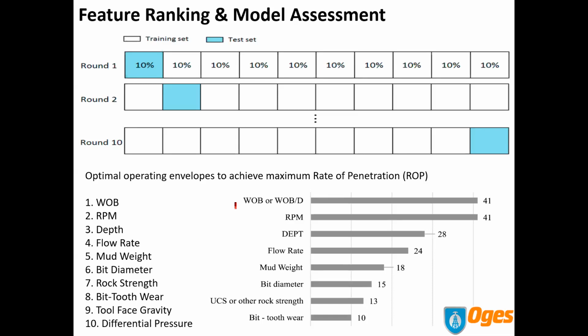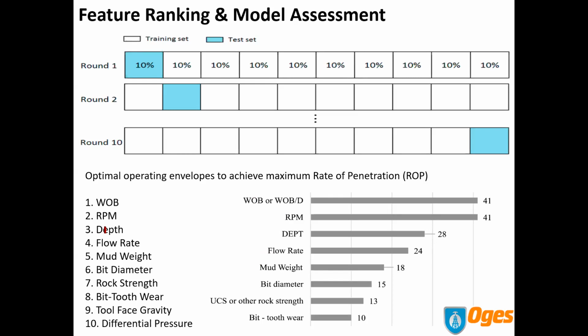So we're looking here on the right-hand side, and according to the results, weight on bit and mud weight, essentially, were the first important variables. Mud weight was probably the fifth, and RPM and depth, obviously, we can take that as given, but the flow rate and the mud weight were the most important parameters along with the weight on bit.